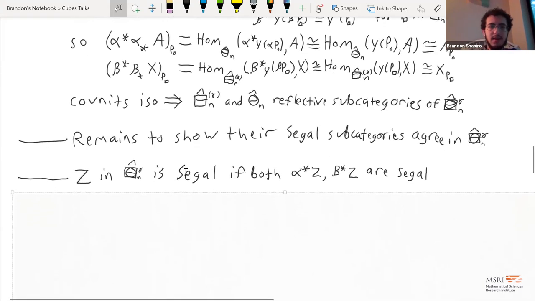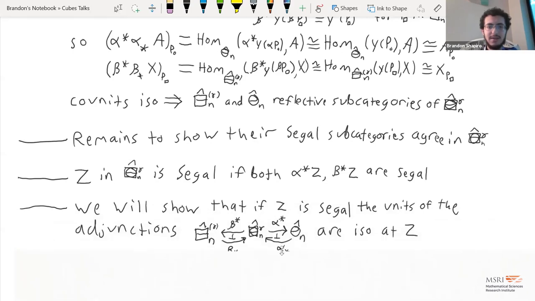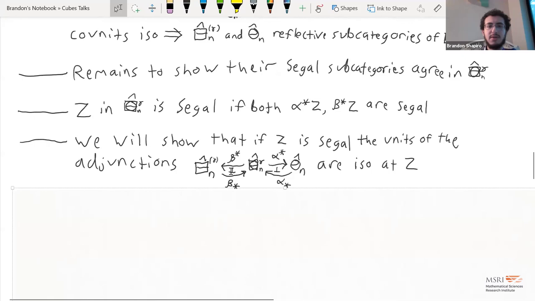I'll summarize the idea here, which is we can define a subcategory of this middle category of Cricis, Z, whose cubical theta part and whose globular theta part are both Siegel in the respective senses. And we're going to show that either of these conditions is sufficient to prove the other. And that's going to give the result. So the way we do that is, well, we showed the co-units of these adjunctions are isomorphisms on this end and this end. Now we want to show that the unit is an isomorphism in both cases in the middle.